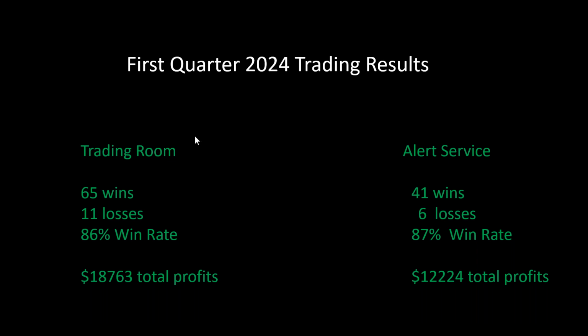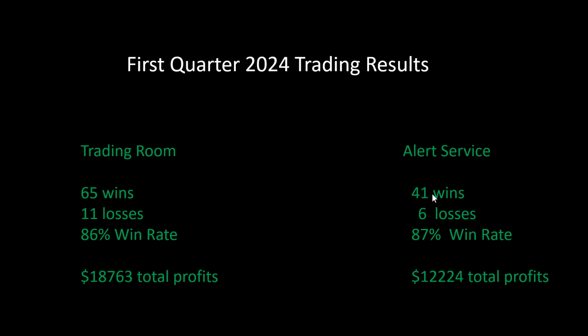We actually still have some trades open in March. But this is our first quarter trading results for 2024. We had 65 wins in the room, 11 losses, 86% win rate. 18,763 is our total profit if you took 2,000 in each of those trades. Pretty nice, a little over 6,000 a month. And I'm basing this on 2,000 a trade.